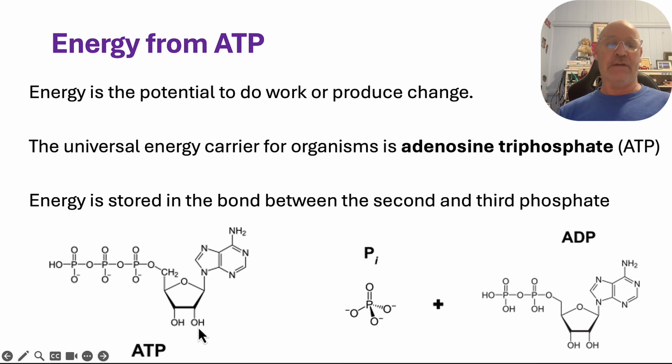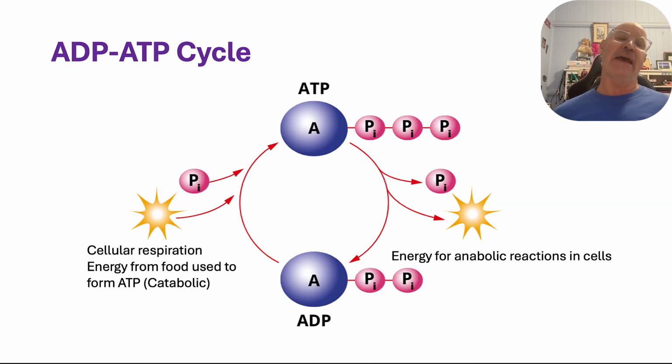So adenosine triphosphate is the high energy state, and it's this bond here between the second and third phosphates that actually stores the energy. So then we've got ADP, which is adenosine diphosphate, where that third phosphate has been removed, and this is our low energy state. But they can be resynthesized by adding an inorganic phosphate to it, and that's what we're going to talk about next. We've got an ADP-ATP cycle.